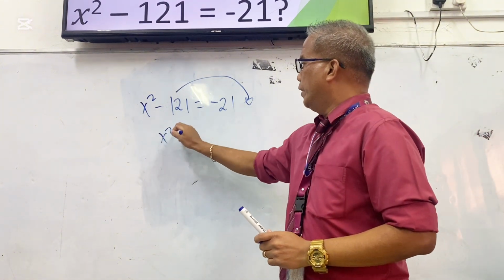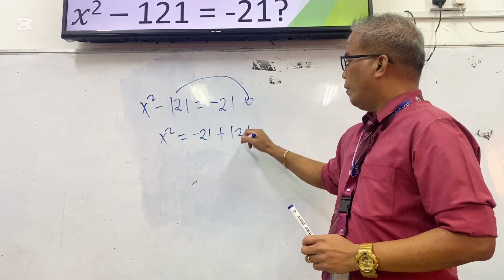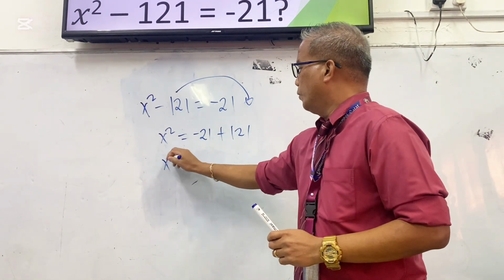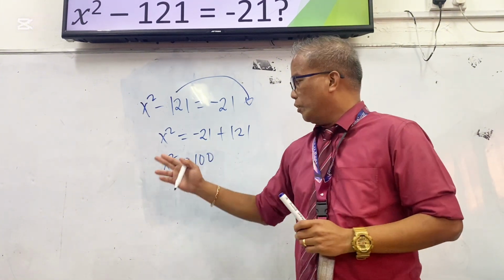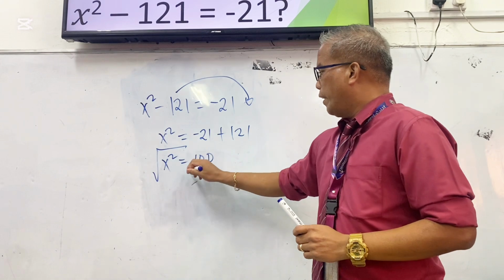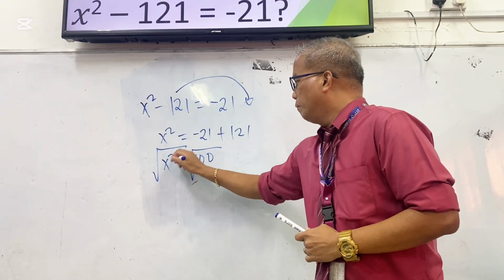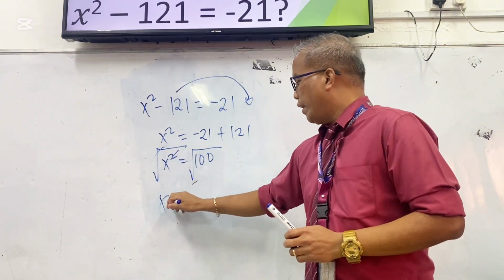So we have x squared is equal to negative 21 plus 121. So negative 21 plus 121 is equal to 100. Then that's the time to remove the exponent 2. All you have to do is apply square root. So squaring both sides of the equation, we have cancelled the 2 and the index. So the answer will be x.